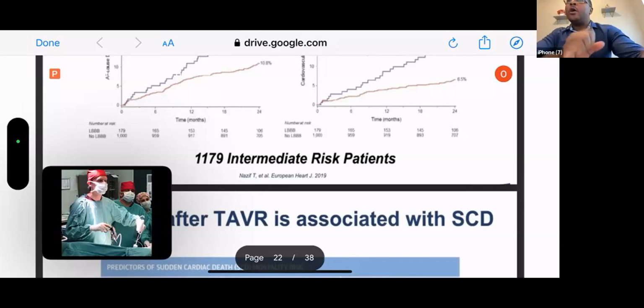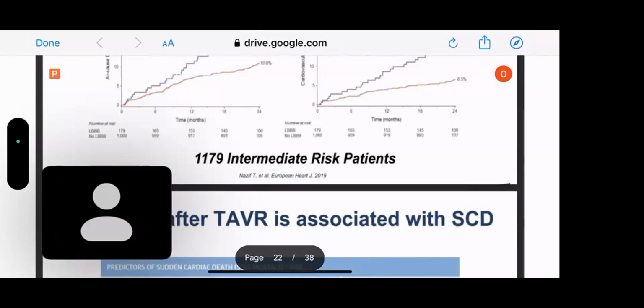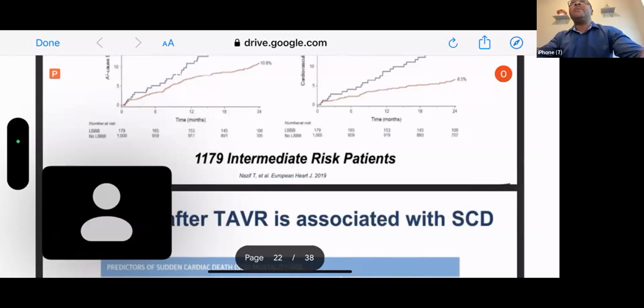But overall, what we do is that if a patient has a pre-existing right bundle branch block, we usually prefer the Edwards valve, the balloon expandable valve. But there's no advantage of one valve over the other in terms of the efficacy of the valve. So if I'm going to go with a patient who is high risk, I go with the Edwards valve.